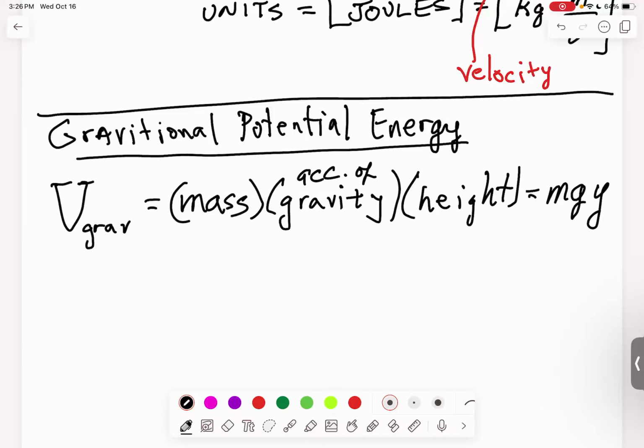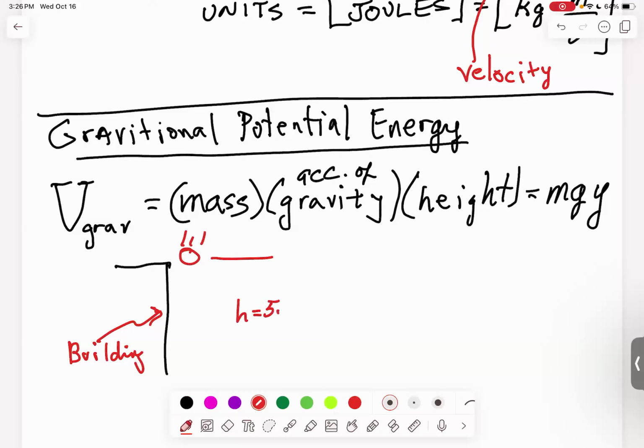And so how this is going to look, let's just say that we have some building here, and we take an object and we drop it from this building. But right before we drop it, we notice that it has some height. So let's just say it's at 5 meters above the ground.